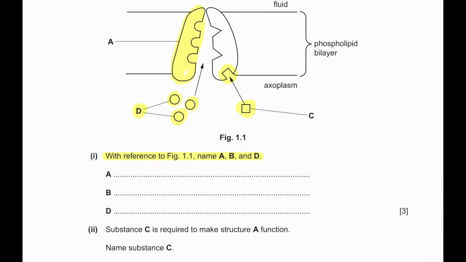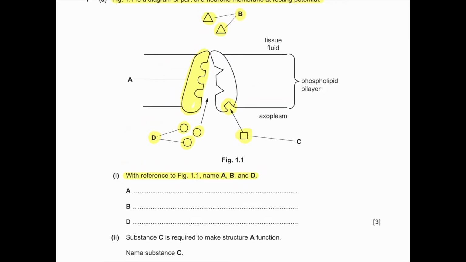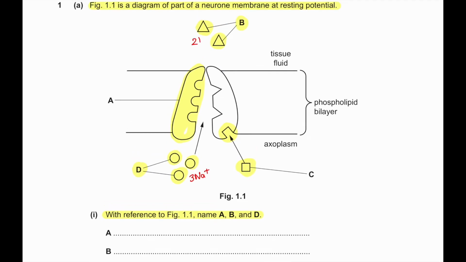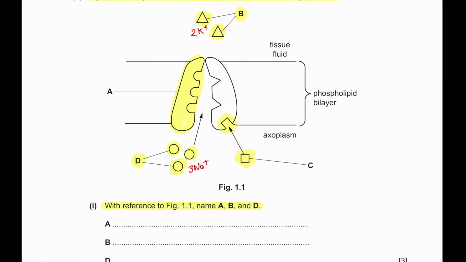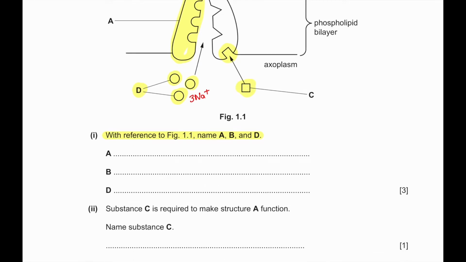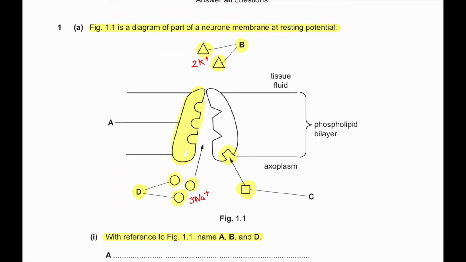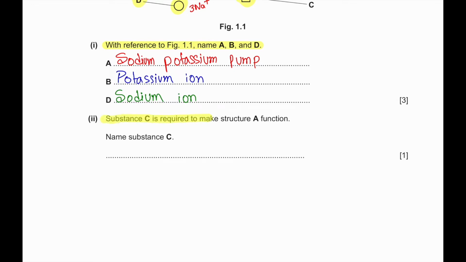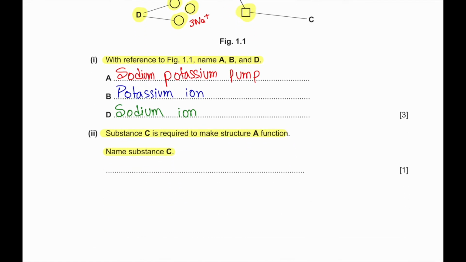So we can see A can actually be a sodium potassium pump, and typically 2 potassiums are pumped inside and 3 sodium are taken outside. So A is sodium potassium pump, B is potassium ions, and D is sodium ions. Substance C is required to make structure A function. Name substance C. So substance C should be ATP.